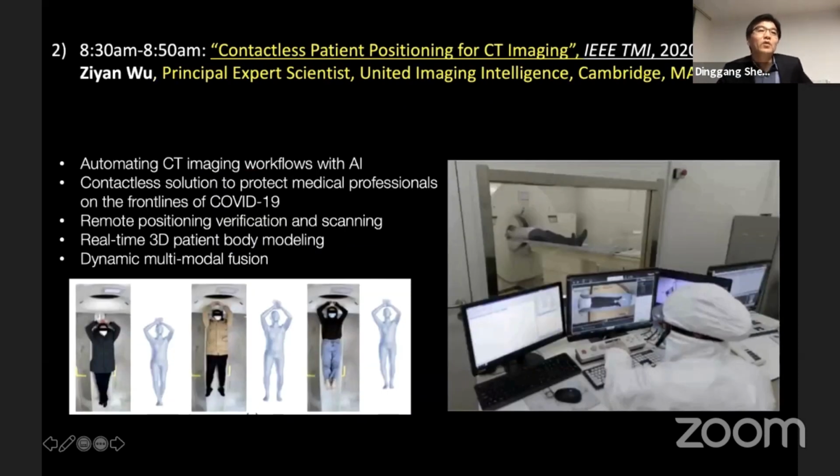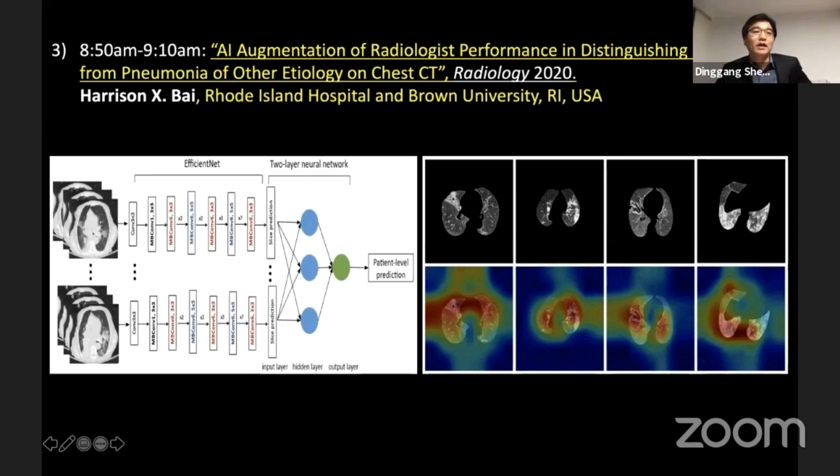So the second paper will be presented by Zhiye Wu from United Imaging Intelligence in Boston, US. So he's going to talk about contactless patient positioning for the CT imaging. The third paper is from Dr. Bai, actually from Brown University. He's going to talk about if a physician is using AI or without using AI, whether using AI can improve the diagnosis. For example, can identify other pneumonia from the COVID-19.